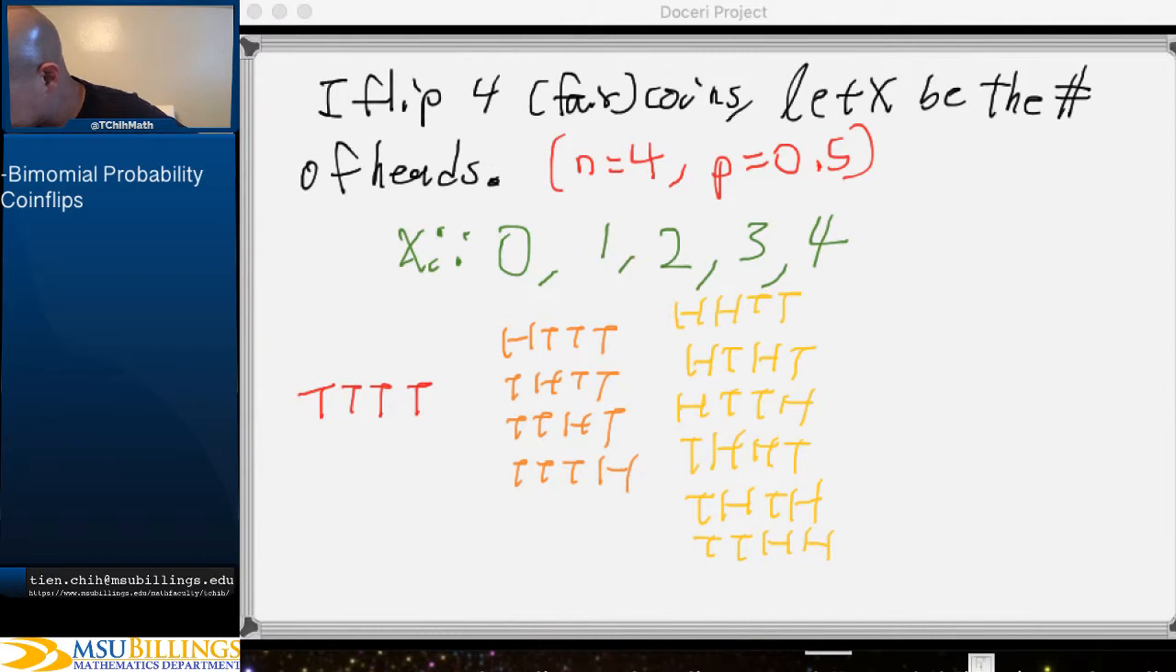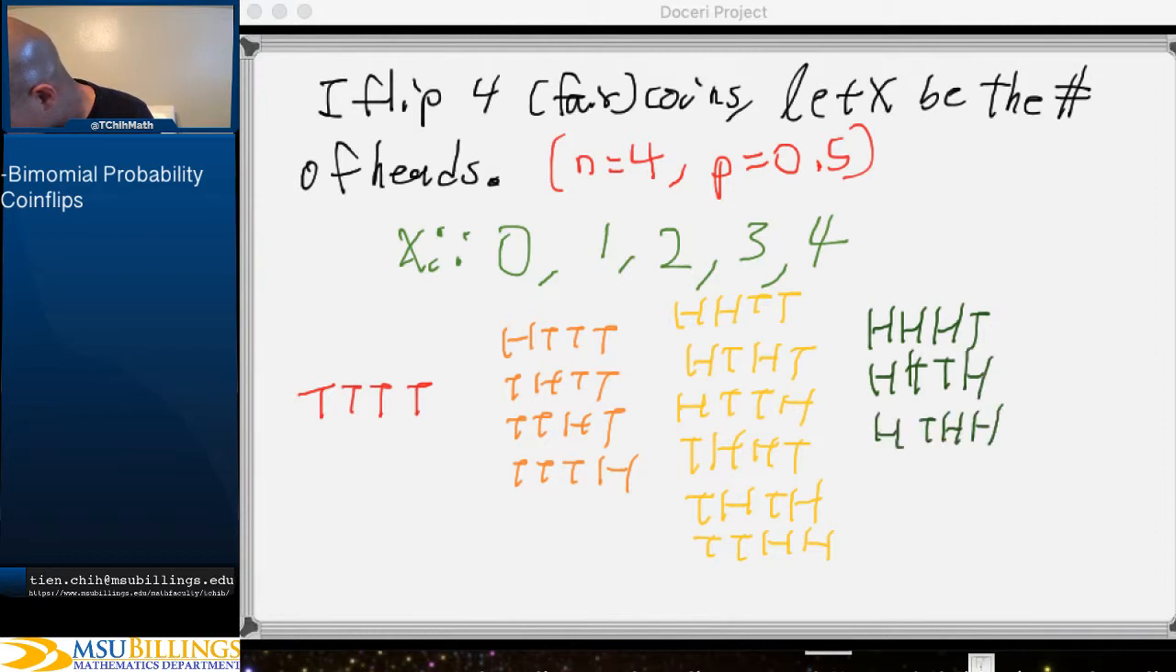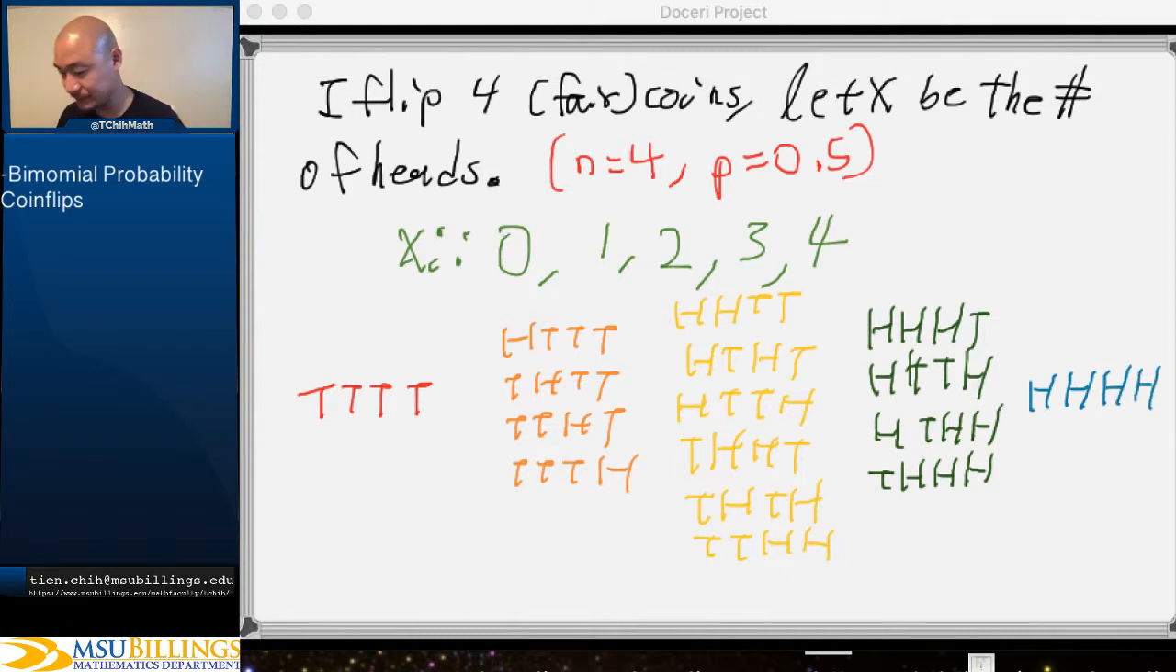Then in the next column we have 3 heads. So let's write them out as heads, heads, heads, tails; heads, heads, tails, heads; heads, tails, heads, heads; tails, heads, heads, heads. Those are all the same as well. And finally, in the very last family, we're going to have 4 heads, and there is exactly one of those.